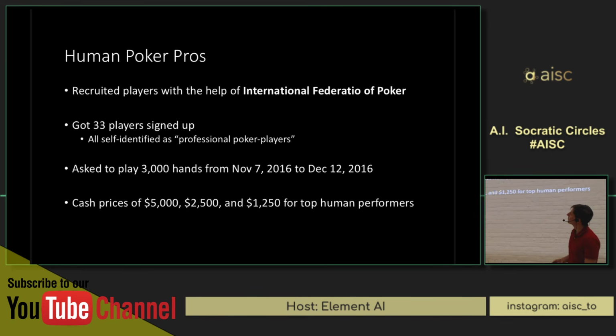Okay, so now they're playing against, so how are they going to evaluate this? The first way is they're going to evaluate against humans. To do this, they recruited players with the help of the International Federation of Poker. So they got 33 players to sign up. These are all self-identified professional poker players, and they asked each one to play 3,000 hands over a period of about a month, where there were some cash prizes for those people.